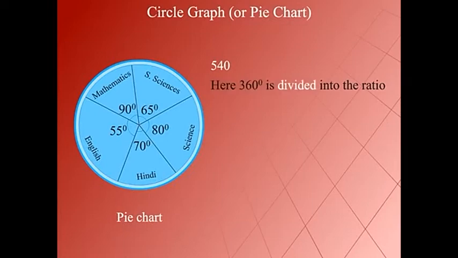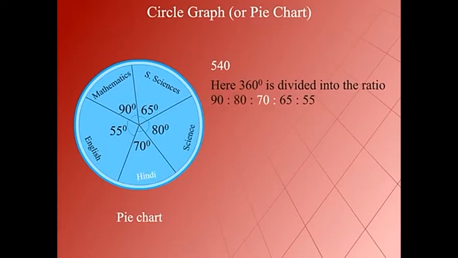Here 360 degrees is divided in the ratio 90:80:70:65:55.